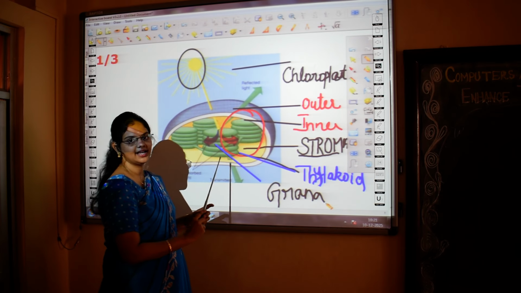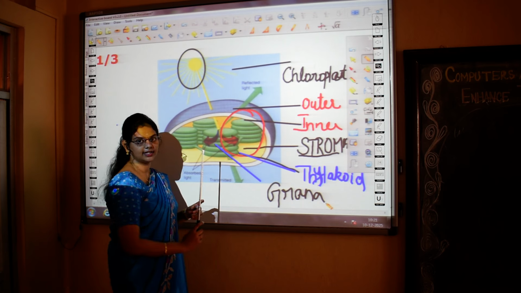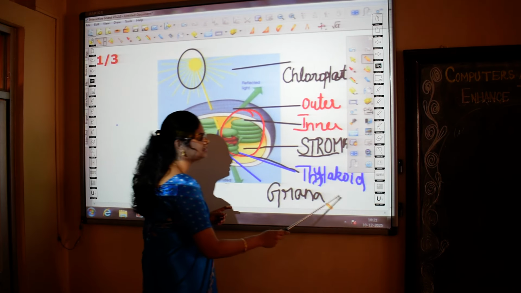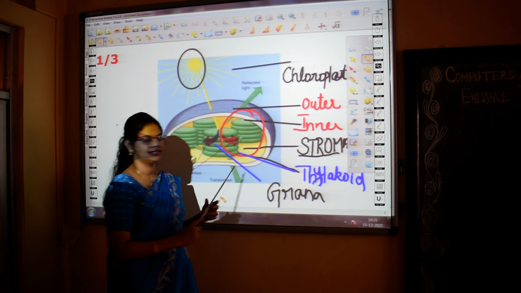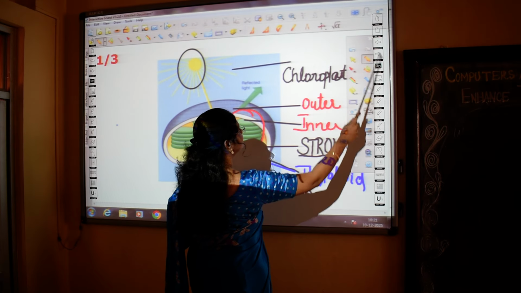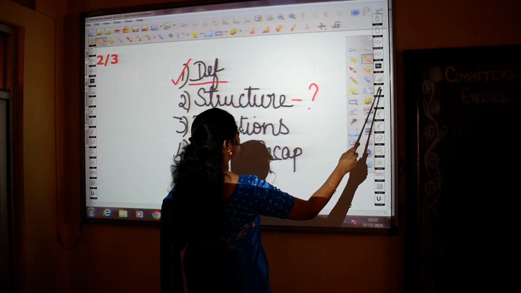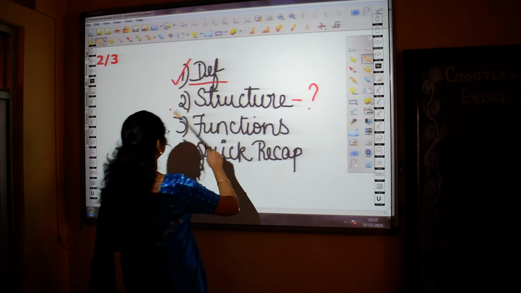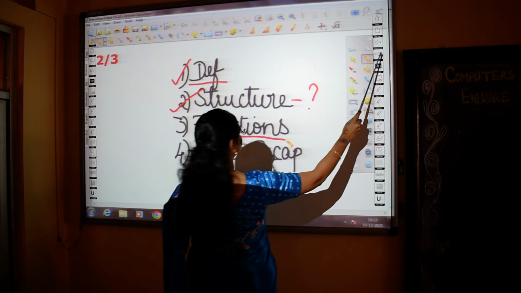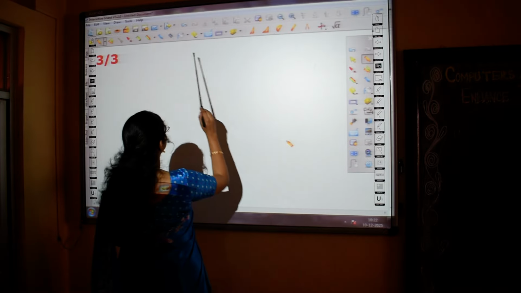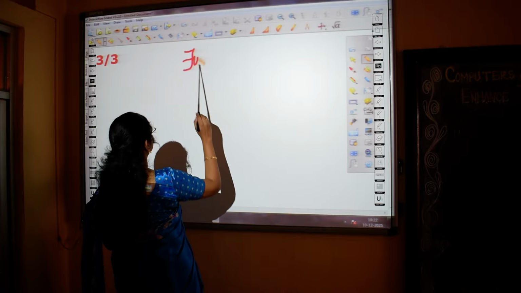The chloroplast absorbs light from the sun, which in turn produces the light reaction, and thus the color of the leaf appears green. Now we have covered the structure of the chloroplast. Next, we are going to see the functions of the chloroplast.